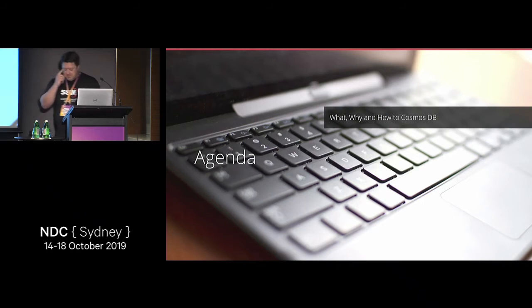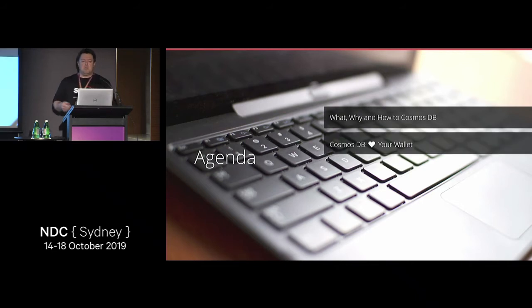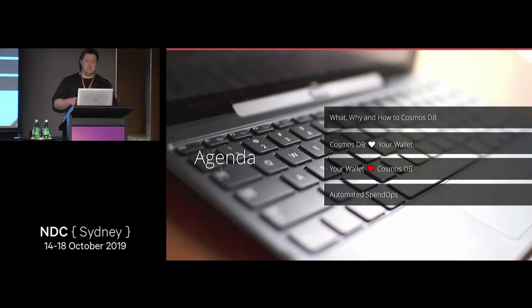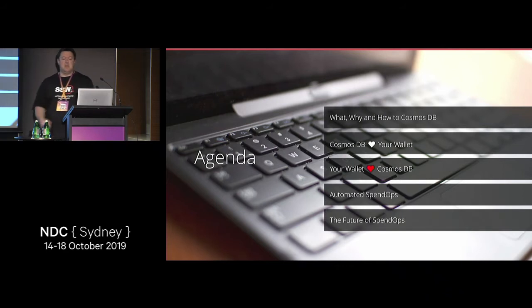So the agenda is, I'm going to start with Cosmos DB, what it is, why you want to use it, and how to use it. Then we'll move on to why Cosmos DB actually loves your wallet so much, and why you need SpendOps. Then we'll turn that relationship around and see what we can do to make our wallets love Cosmos DB. So actually implementing SpendOps, and then some automation ideas, and then just the future of SpendOps.